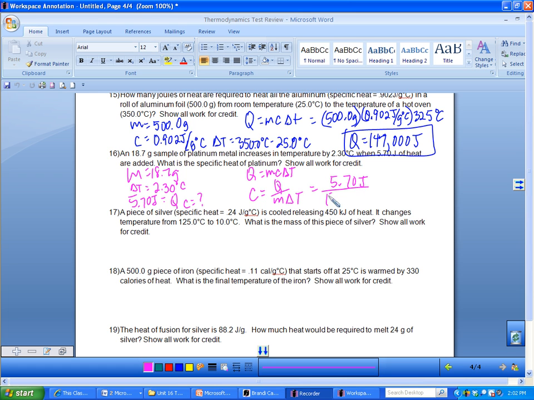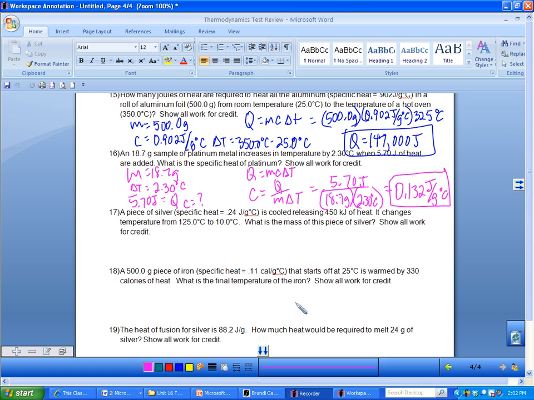M is 18.7 grams, and my delta T is 2.30. So I have 3 significant digits on all my numbers, so I want my answer to 3 significant digits, and I got 0.132 joules per gram degree Celsius.